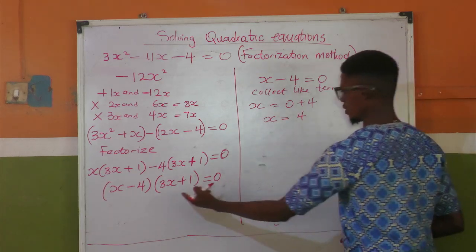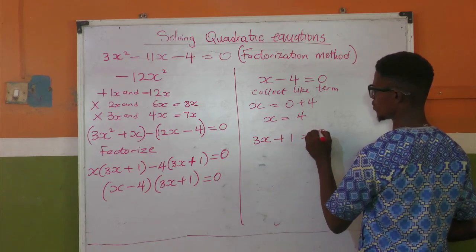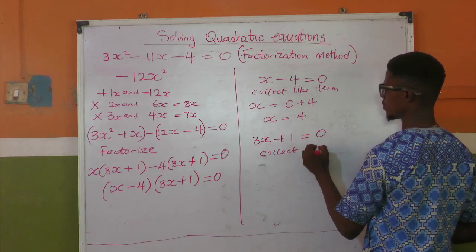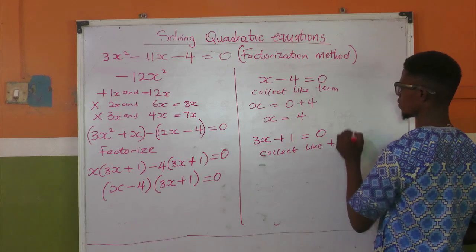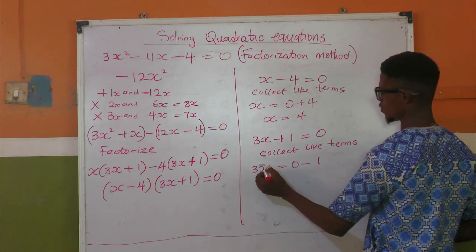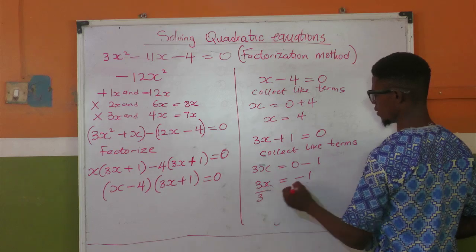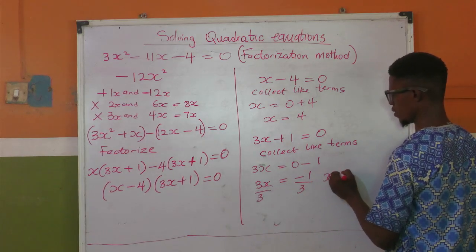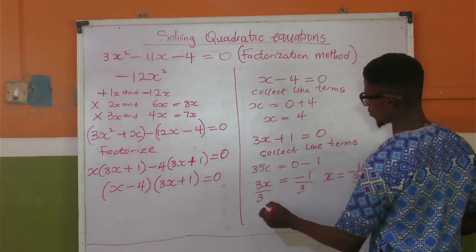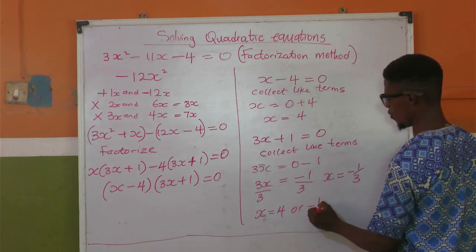That's the first one. And I keep this 3x plus 1 equals 0. Then I collect my like terms again. So we have 3x equals 0 minus 1, so 3x equals minus 1. If you divide both sides by 3, you have x equals minus 1 over 3. So we say that x is 4 or minus 1 over 3.